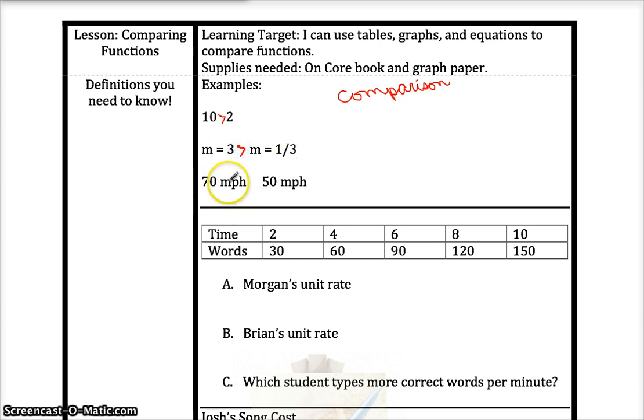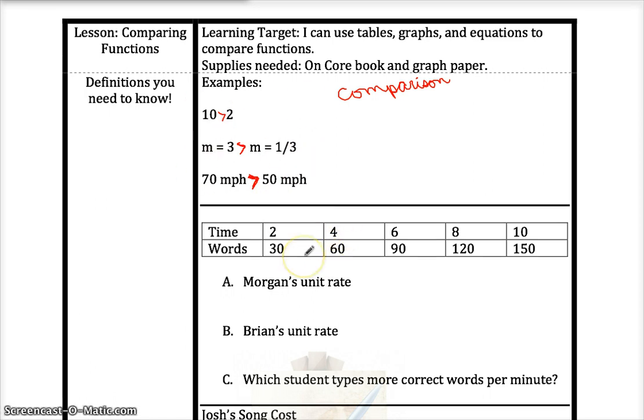What about these unit rates? These are unit rates because it's miles per 1 hour, miles per hour. So 70 miles per hour or 50 miles an hour. Which one's faster? Well, 70 miles an hour. If you can think of the lesson that we're about to learn in simple terms like this, you'll be just fine. Just remember, we're just comparing, but we're using a different method of comparison than what we've been used to before.